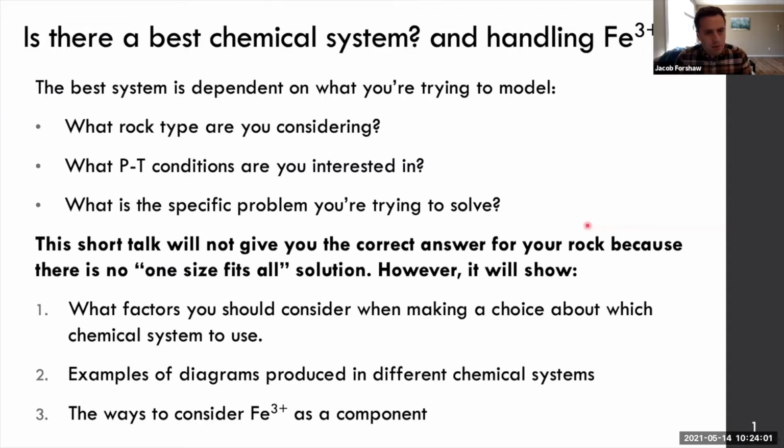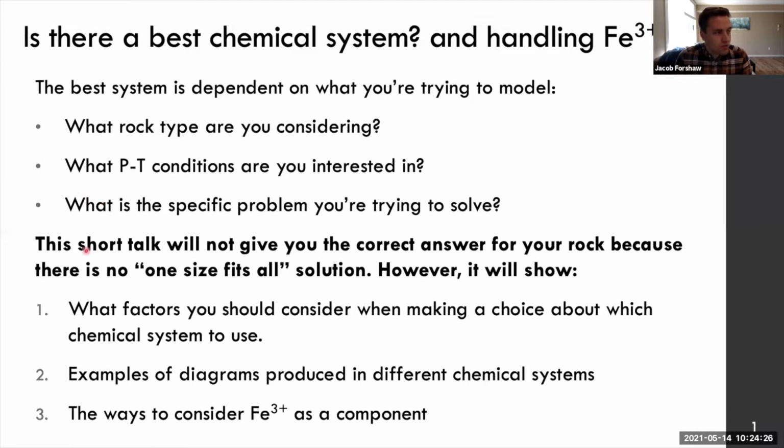People are asking, as Mark said at the start of his talk today, is there a best chemical system for X rock? And the best chemical system is totally dependent on what you're trying to model. What rock type are you considering? Which PT conditions are you interested in? And even what's the specific problem that you're trying to solve that's linked to these? Do you need the added complexity of more elements in your model?